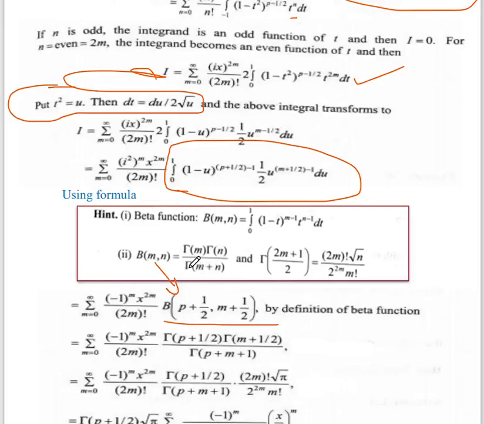So again using the second formula for beta(m, n) for the terms p plus 1 by 2 and m plus 1 by 2, this can be written as gamma of p plus 1 by 2 into gamma of m plus 1 by 2, divided by gamma of m plus p plus 1.